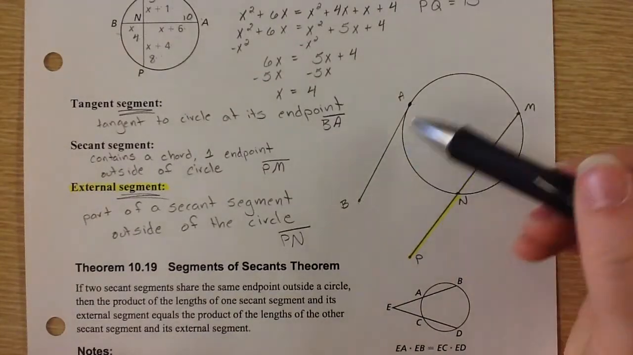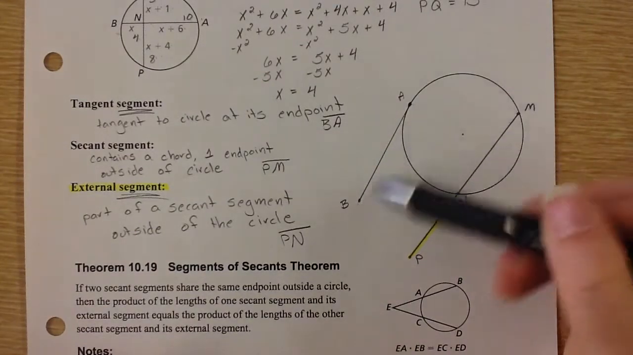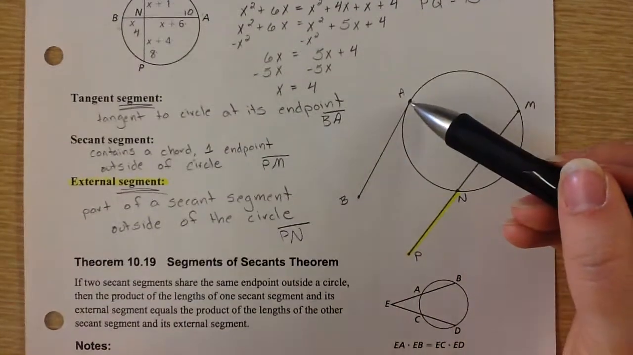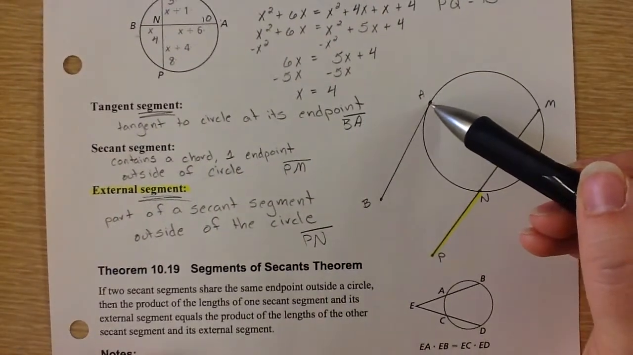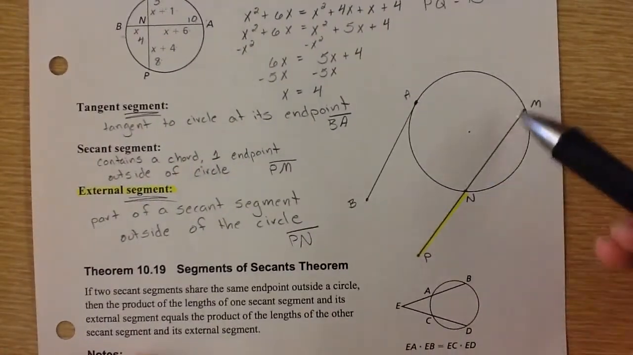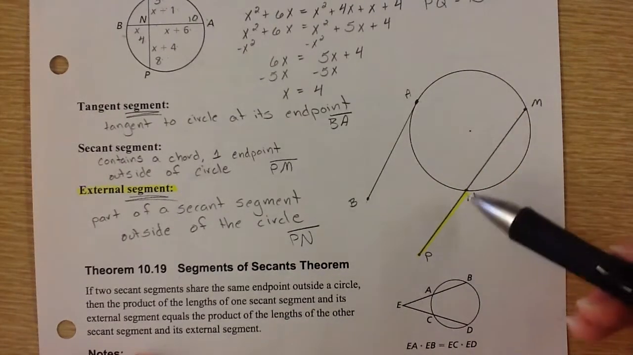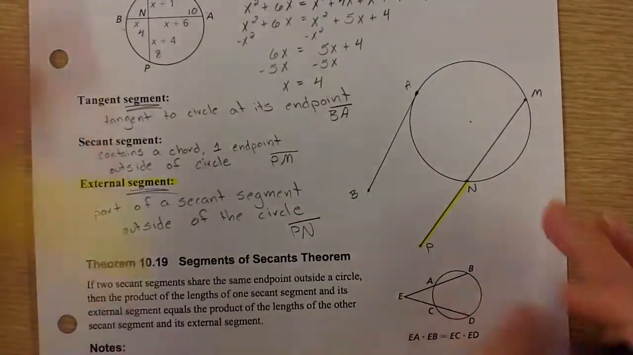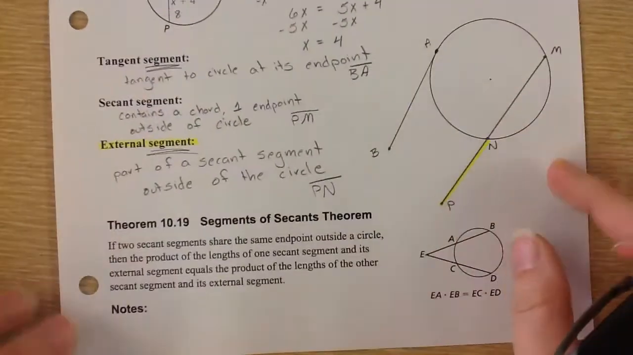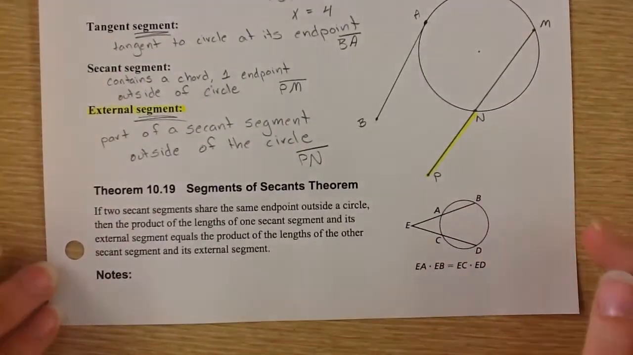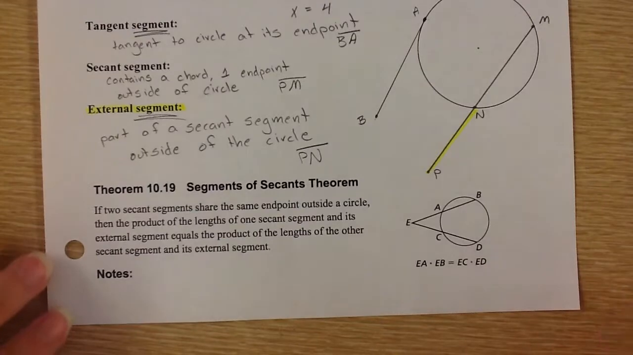So here BA is a tangent segment because it's a segment that's tangent to the circle at its endpoint. Okay, a secant segment, so PM is our secant segment, and the external part of that secant segment is PN. All right, so when I have secant segments, that's a lot of S words.